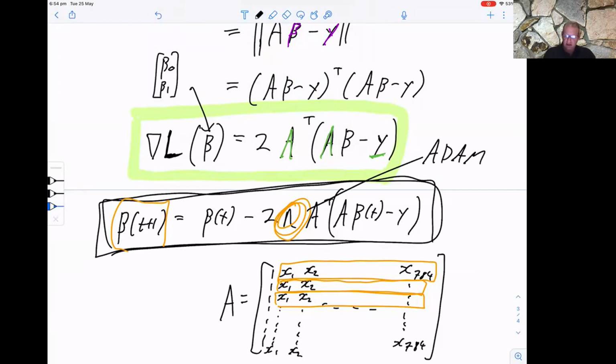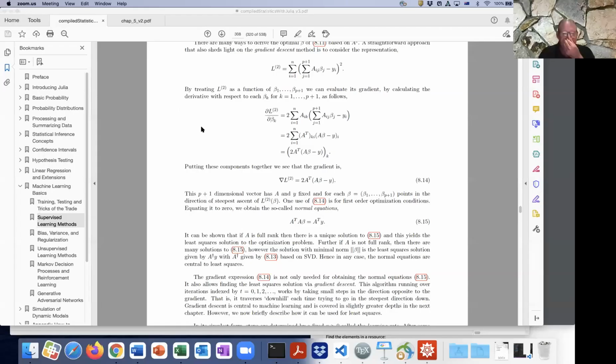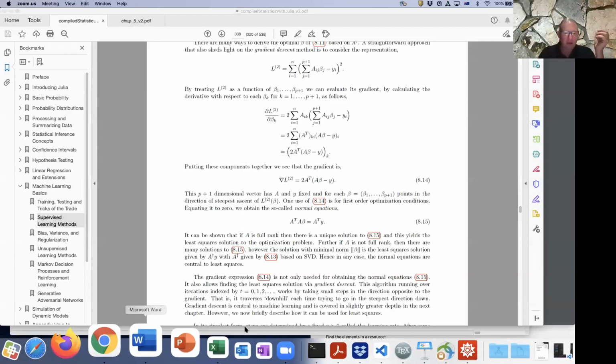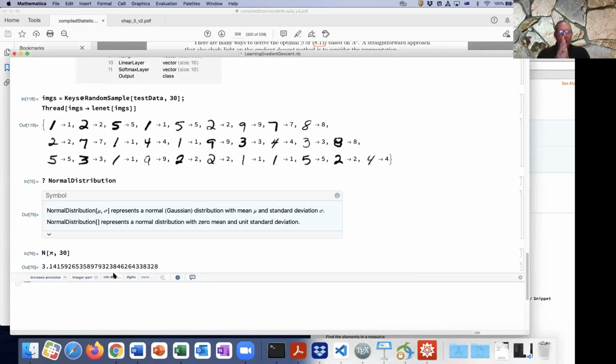Okay, so let's go and do something in Mathematica. Let's do it. Any questions? Any more questions? I hope you're finding this a bit useful. All right, so what are we going to do? So let's, you know what, sorry, we'll leave the digit classification and we'll go back to a simple thing.